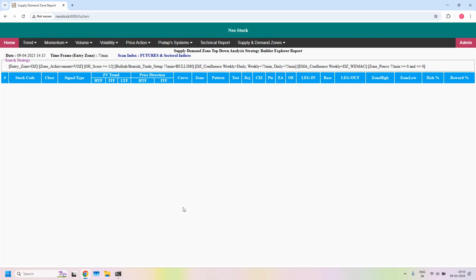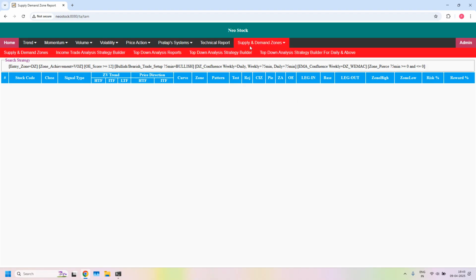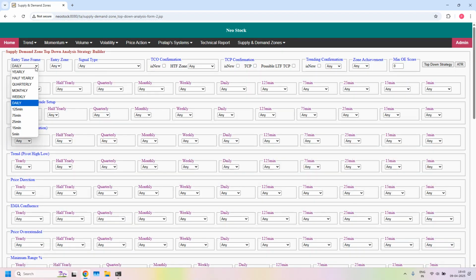Okay, this is about the bullish trade setup for weekly income trade. Next, we will look into the bearish trade setup for weekly income trade. Entry time frame 75 minutes, entry zone supply zone, bullish or bearish trade setup.